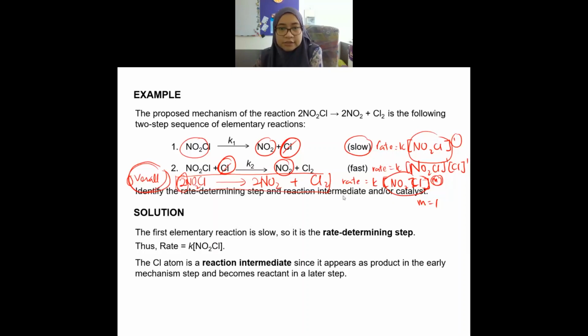Yeah, so this would be the prediction from the overall, and when we try to correlate with the slow rate law, we can get almost the same. See? It looks the same, right? Slow and overall rate law. Okay? Alright. So Cl is the intermediate. Okay, moving on to another example.